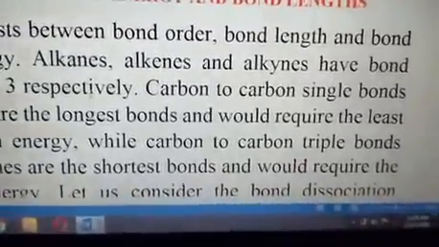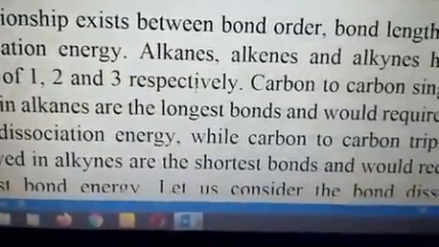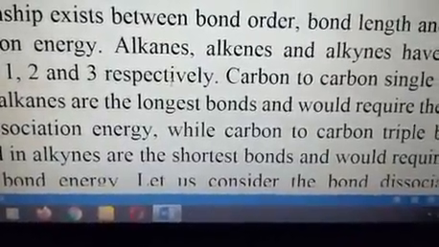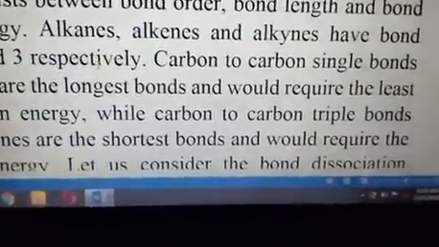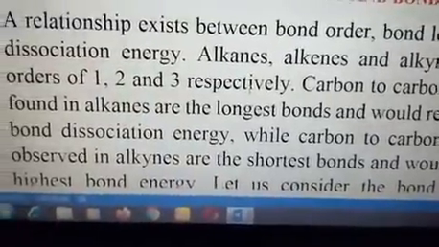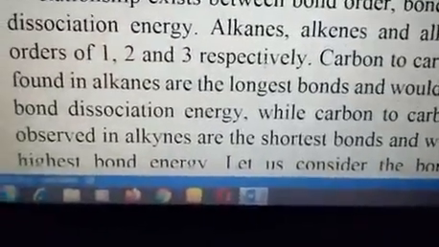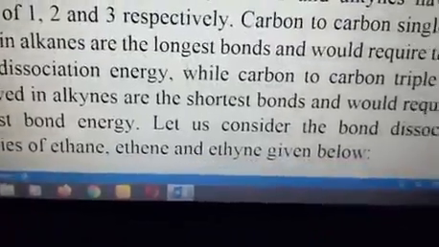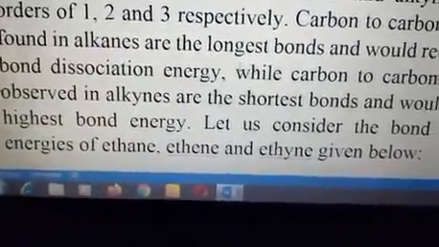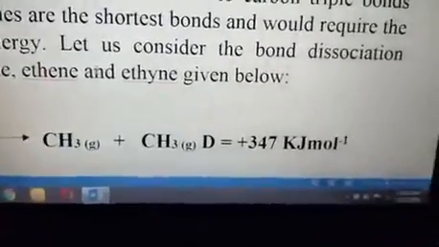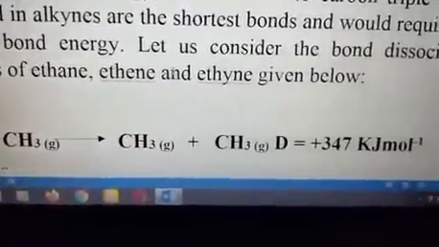Okay, let's continue. Carbon to carbon single bonds found in alkanes are the longest bonds. As I say, single bonds are longer than double bonds, and double bonds are longer than triple bonds, and will require the least bond dissociation energy. While carbon to carbon triple bonds observed in alkynes are the shortest bonds and would require the highest bond energy. Let us consider the bond dissociation energies of ethane, ethene, and ethyne given below.